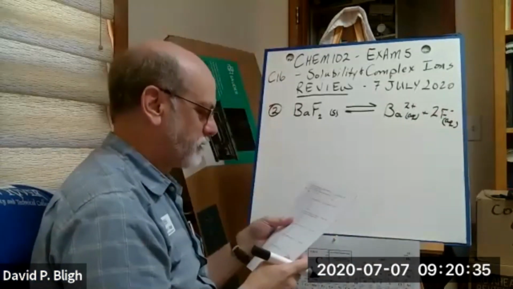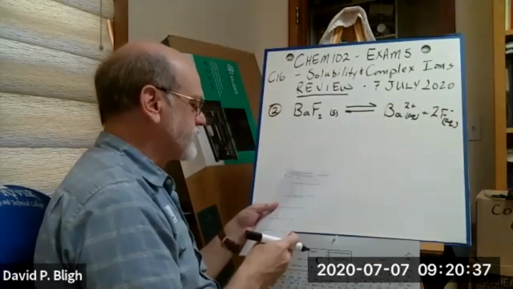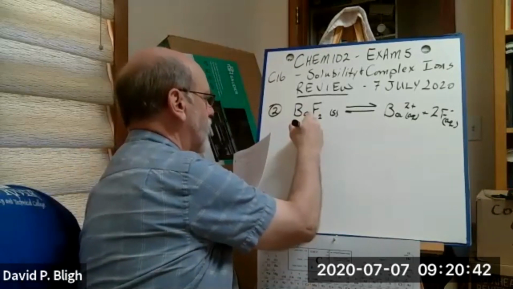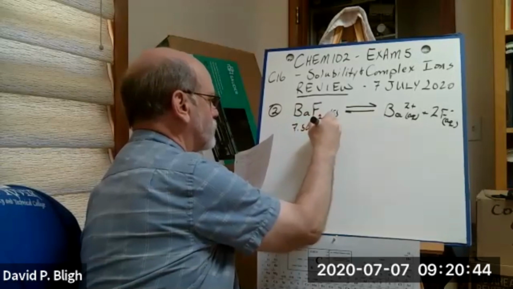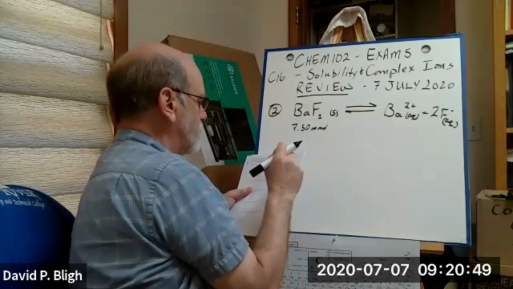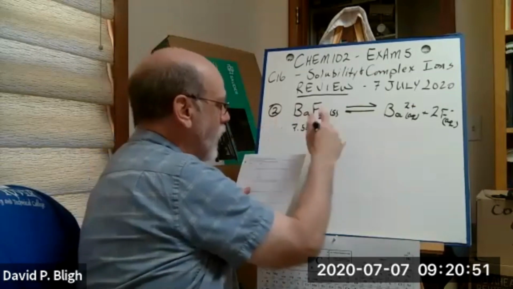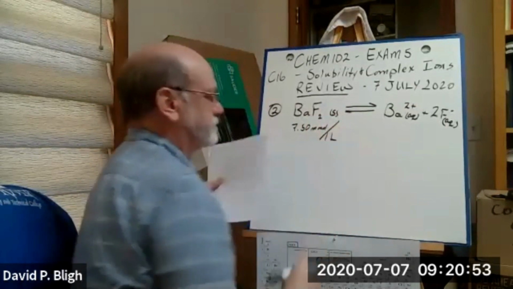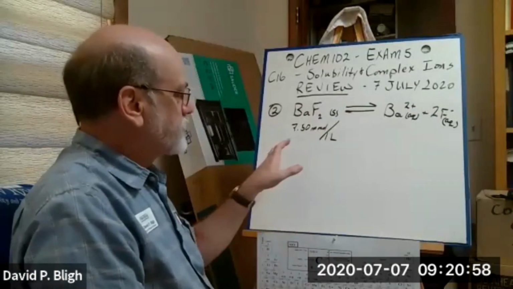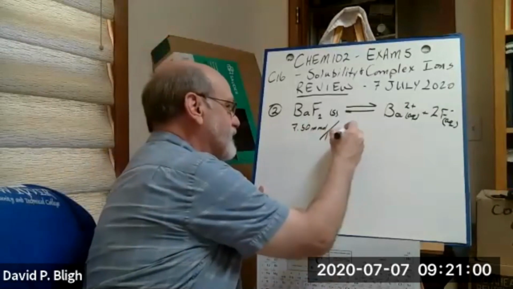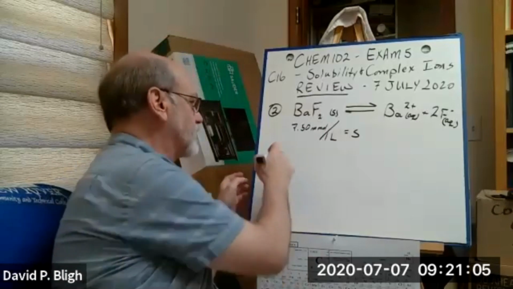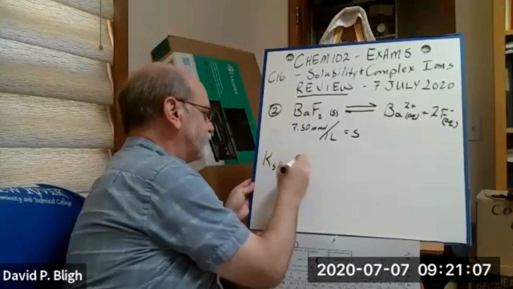Okay. And it says that 7.5 millimoles dissolve at equilibrium, dissolve in 1 liter. All right. So that tells us what the solubility is. That's equal to S. And the question is, what's the KSP?